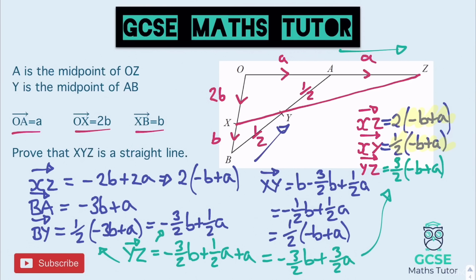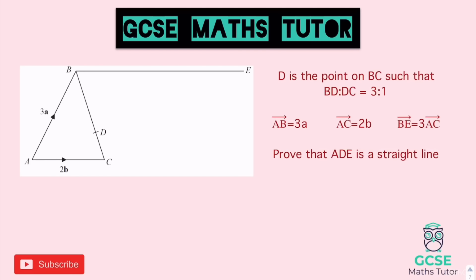Now I've got one more question for you that's going to be a little bit different. Obviously that one was very, very similar to the one we just did, but let's have a look at this last one. Okay, so a different question here. You can already see in that ratio it says D is the point on BC, such that B to D, D to C is in the ratio 3 to 1. So similar to that first one, you're going to have to turn that into fractions.